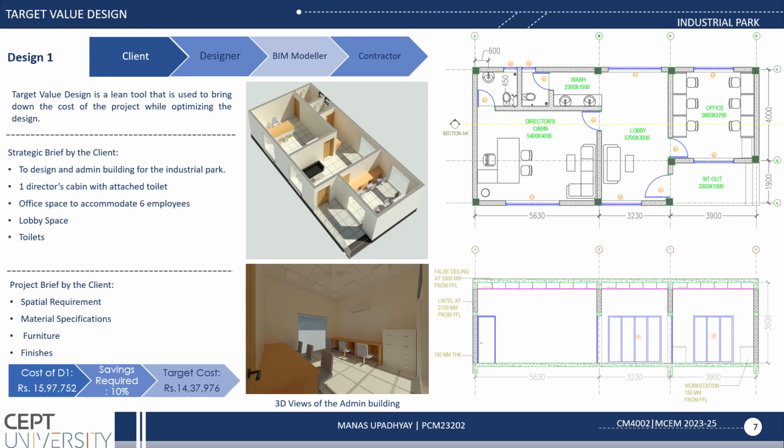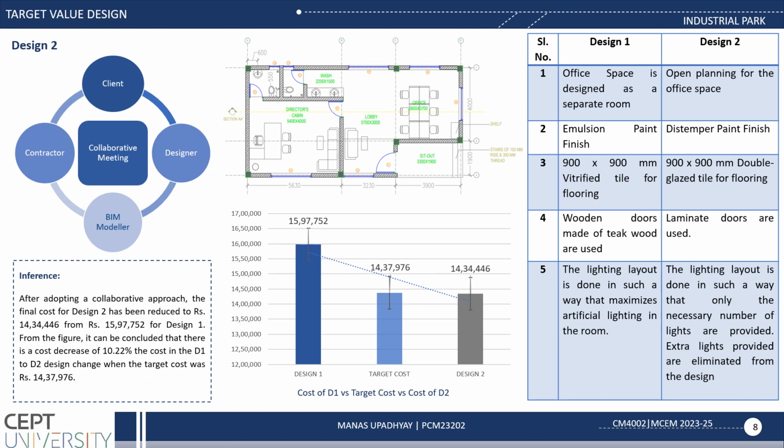The cost coming for design one is 15,97,752 rupees. Now moving to design two. In design one, all the stakeholders are working individually. In design two, all the stakeholders are working together and having a collaborative meeting between the client, designer, BIM modeler, and the contractor. In design one, the total cost is coming around 15,97,752. It is far more than our target cost.